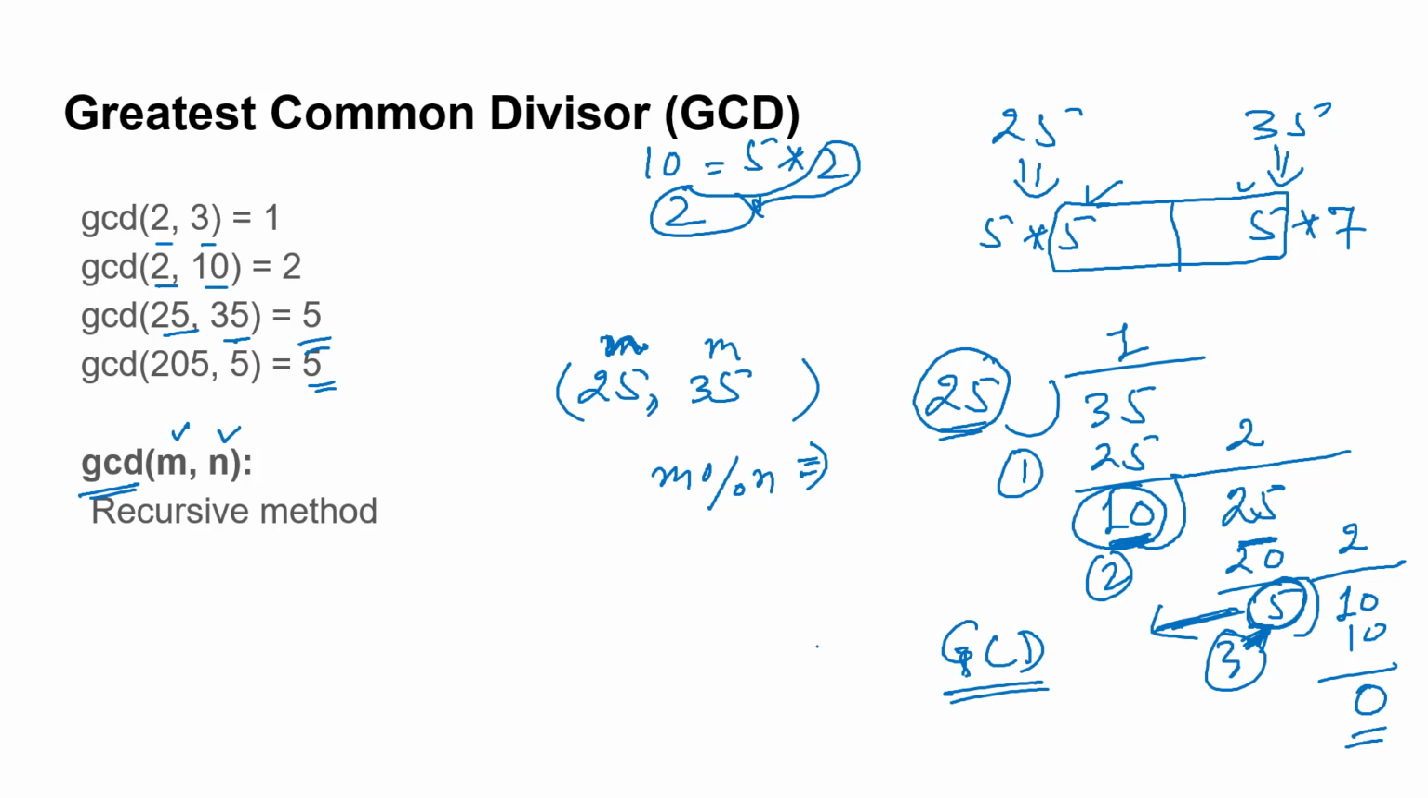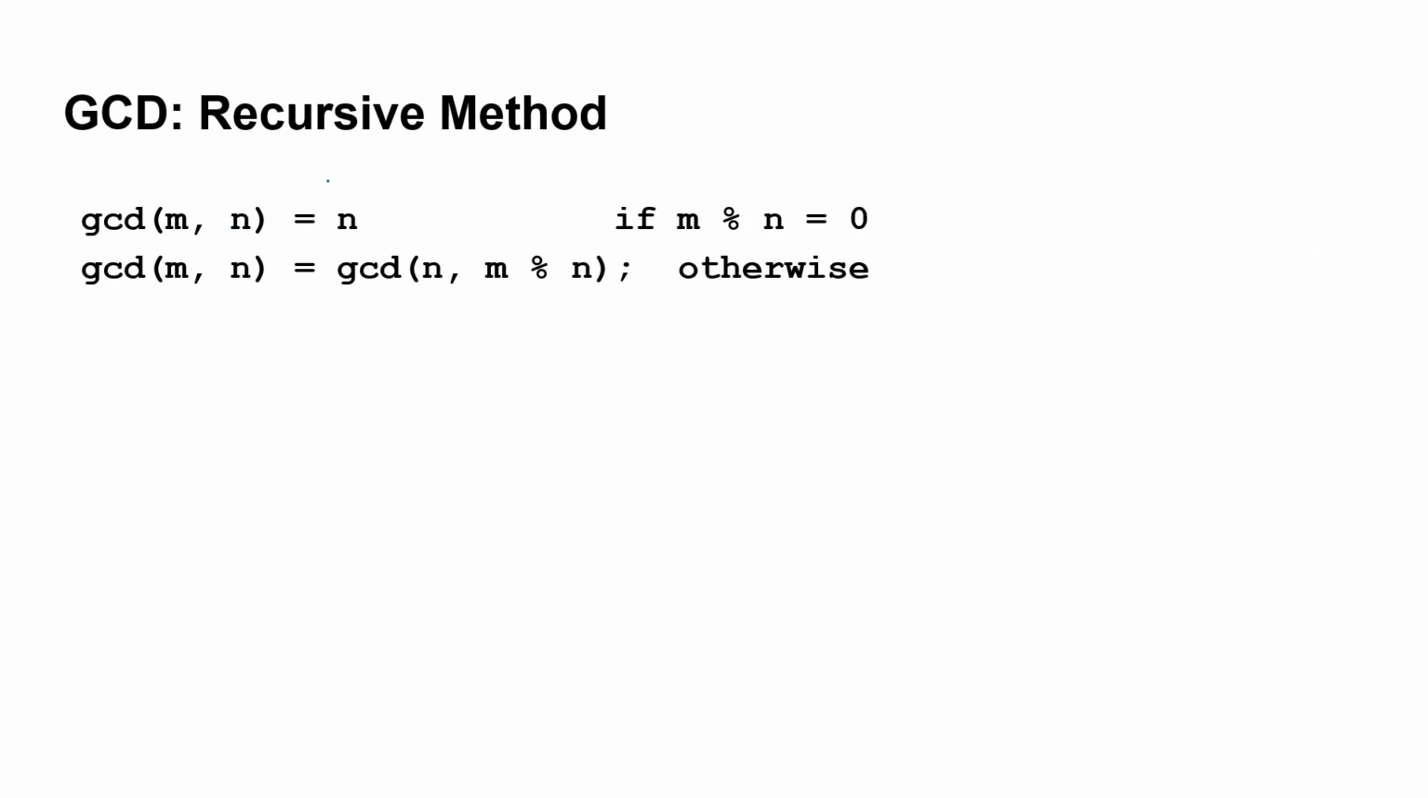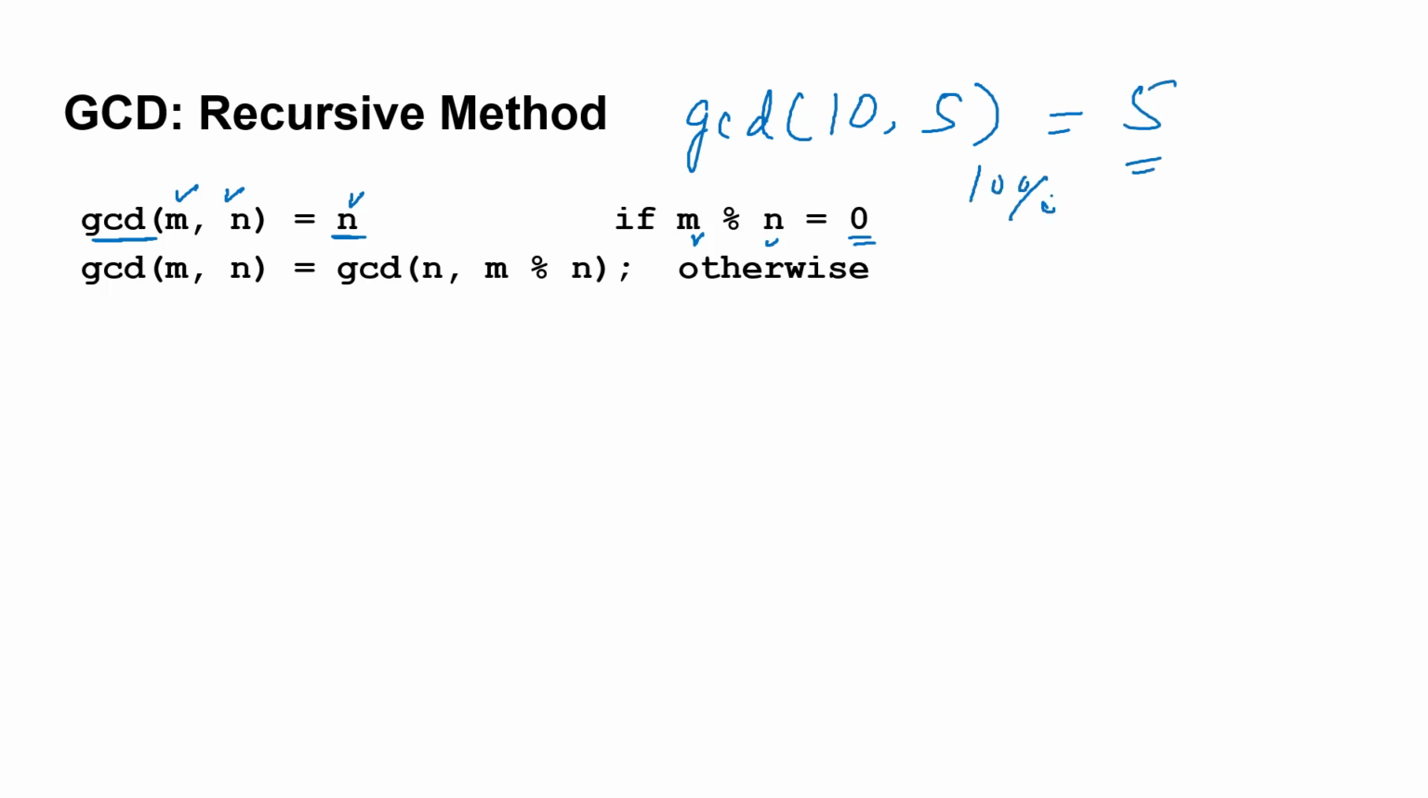All right, so here we have that formulation for the recursive method of GCD. If we have two numbers m and n, and we want to find out the GCD of m and n, then the greatest common divisor of m and n will be n only if when you divide m by n, the remainder is 0. For example, if I want to find the GCD of 10 and 5, then this is 5, for the reason that 10 remainder 5 is equal to 0. So that's the first case, which is the base case here.